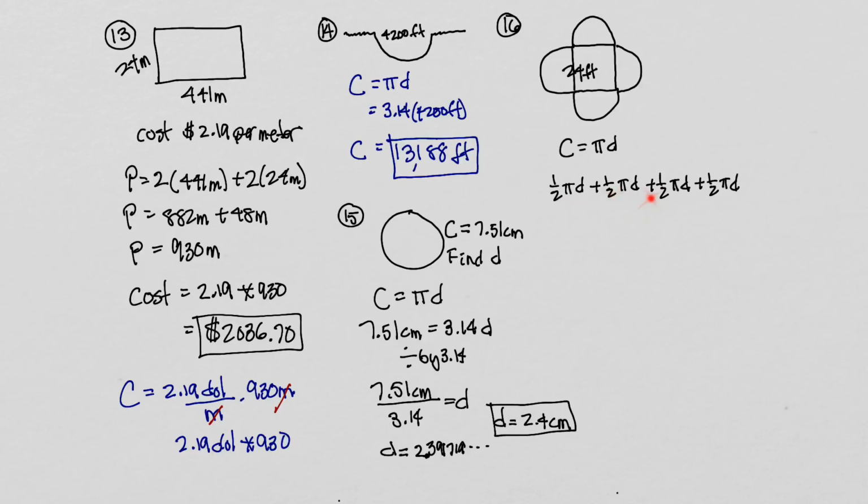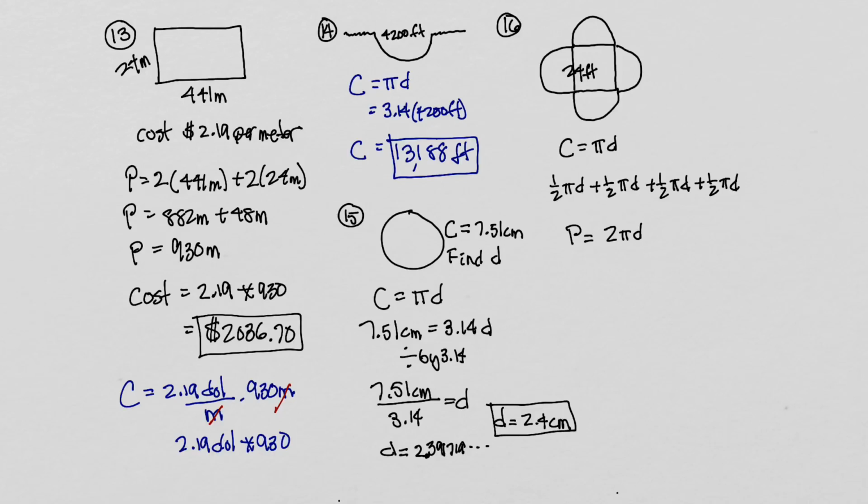Now, these are really all like terms, aren't they? Pi d, pi d, pi d, pi d. They're all the same type of term. All I have to do is add these coefficients. So 1/2 and 1/2 is 1. Here's 1.5. Here's 2. So I have 2 pi d. Now the 2 pi d, that's going to be the perimeter.